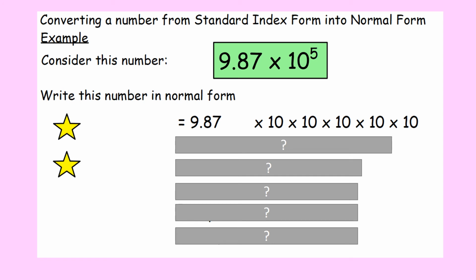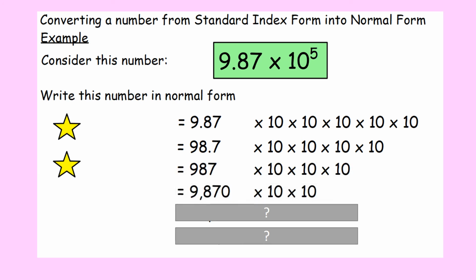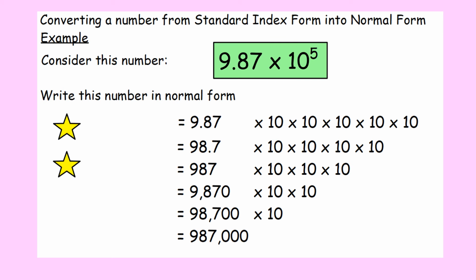So you could times by 10 and you'd end up with this. You could times by one of the tens and then you'd end up with this. You could times by 10 and you'd end up with this. And you times by one of those tens and you end up with this. And multiplying by the last 10, you'd end up with 987,000.